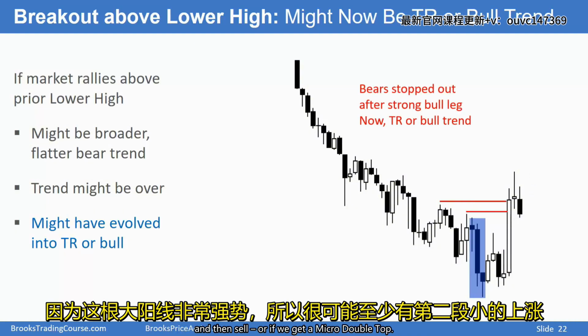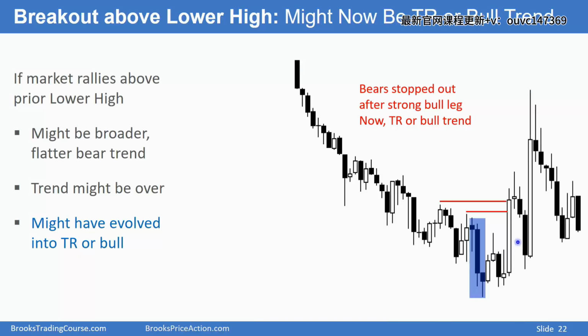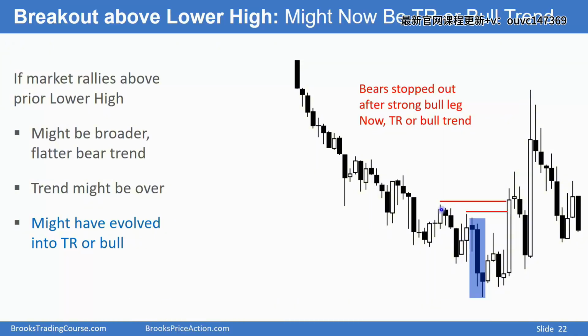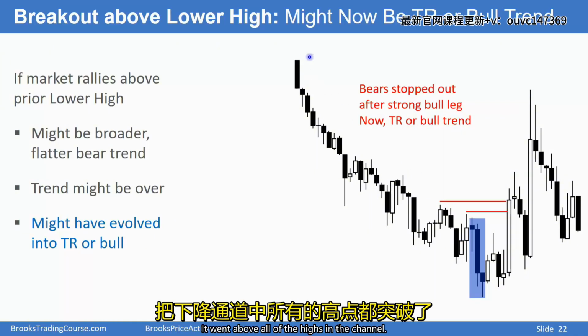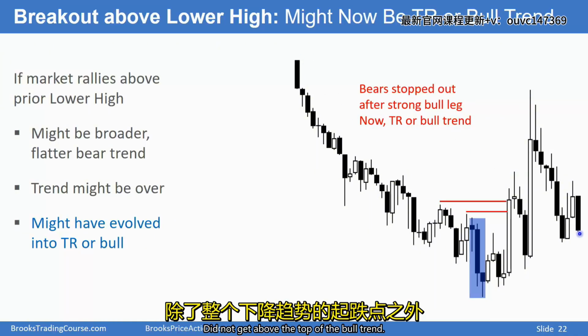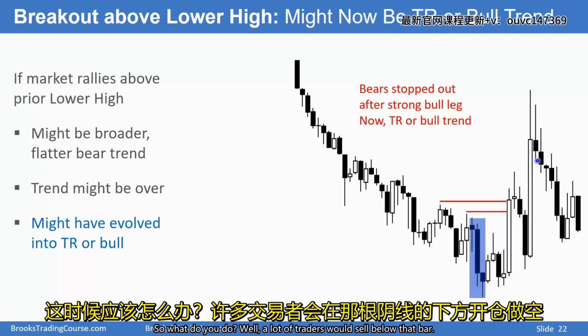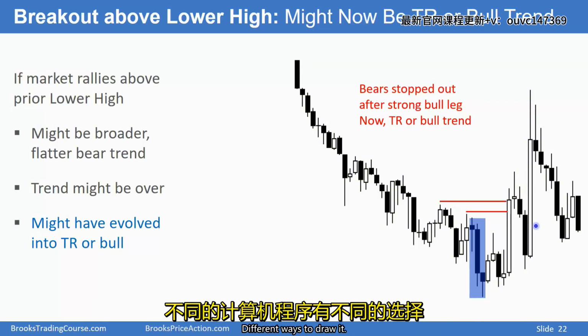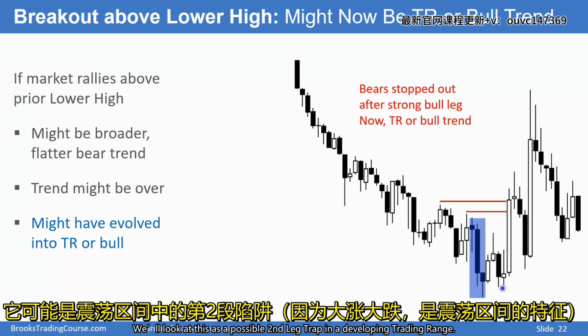Strong enough bull bar, probably at least a minor second leg up, likely. And in this particular case, we got a particularly strong leg up. It went above all of the highs in the channel, did not get above the top of the bull trend. So what do? Well, a lot of traders would sell below that bar. 2 legs up, 1, 2, or a wedge, 1 or 1, and then 2, 3, or 1, 2, 3, different ways to draw it. We'll look at this as a possible second leg trap in a developing trading range.